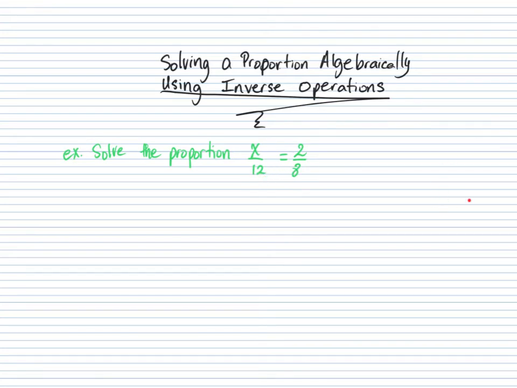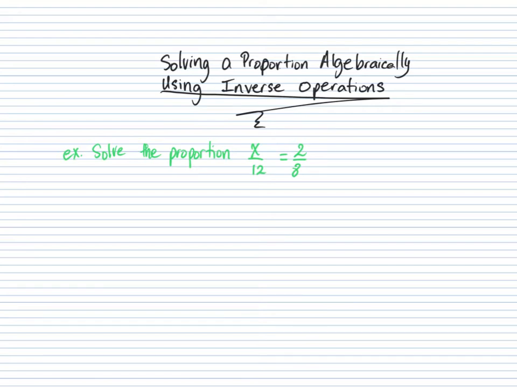Remember, off to the side over here, we did the division to figure it out. But in this case, because it's not super clear what we would have to multiply 12 by to get 8, or even what we would multiply 8 by to get 12, because that's not a super clear question to answer, in this case, we have other options.